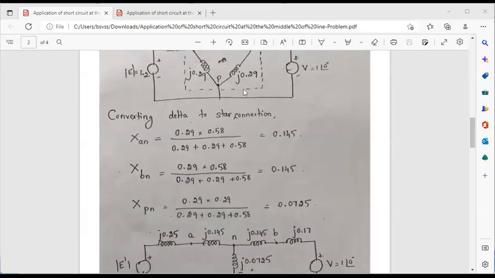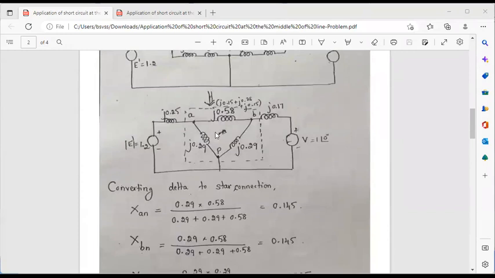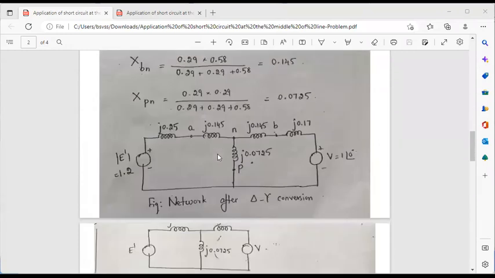So what are the two adjacent reactances for the third one? It is nothing but 0.29 into 0.29 divided by the sum of all the reactances. So in this manner, we can calculate all the three reactances by using star delta transformation. After calculating these three reactances, we can redraw the circuit. So now we are converting delta into star.